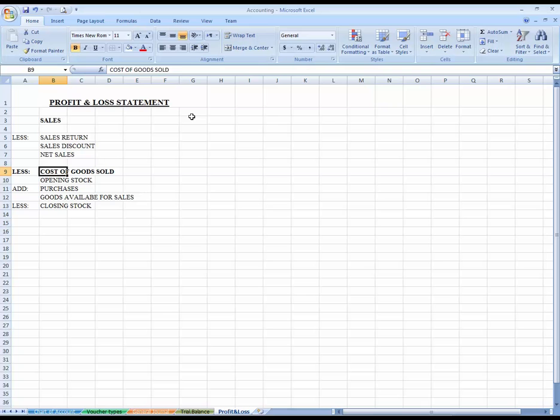Here this will be cost of goods sold, and cost of goods sold minus cost of goods sold sales gross profit. Now less expenses, and here will become net profit or a loss.